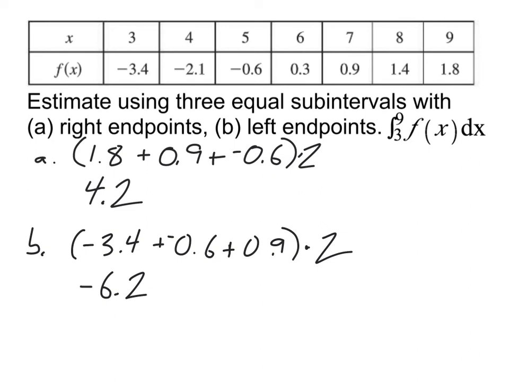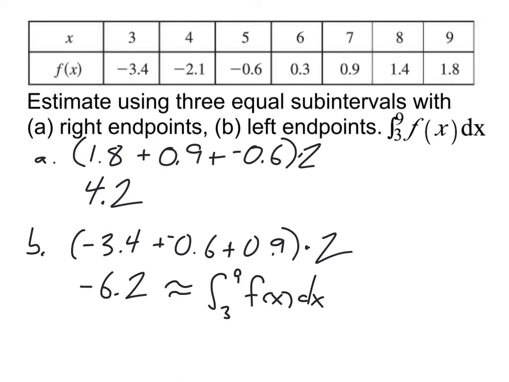Now remember that this is an approximation of our integral. So this is going from 3 to 9 of f of x dx. So this is what we're really finding here. But the big thing is that since we're using these Riemann sums, we're getting estimates for it. It's not the exact value of the integral, it's an estimate of the integral.